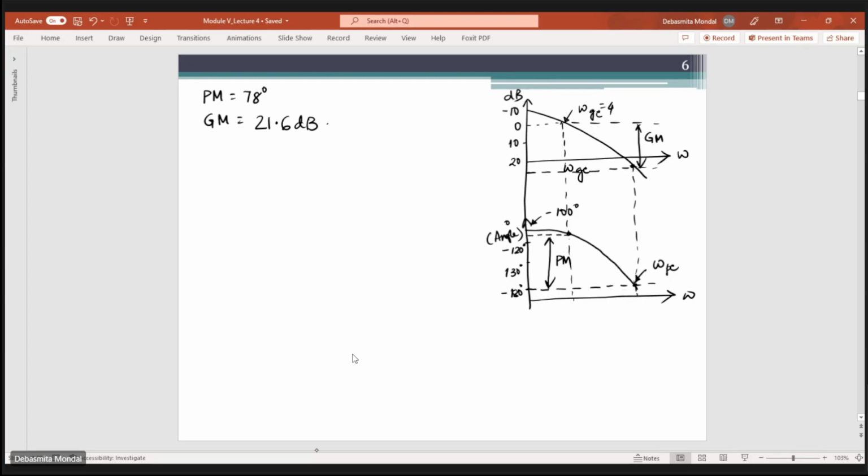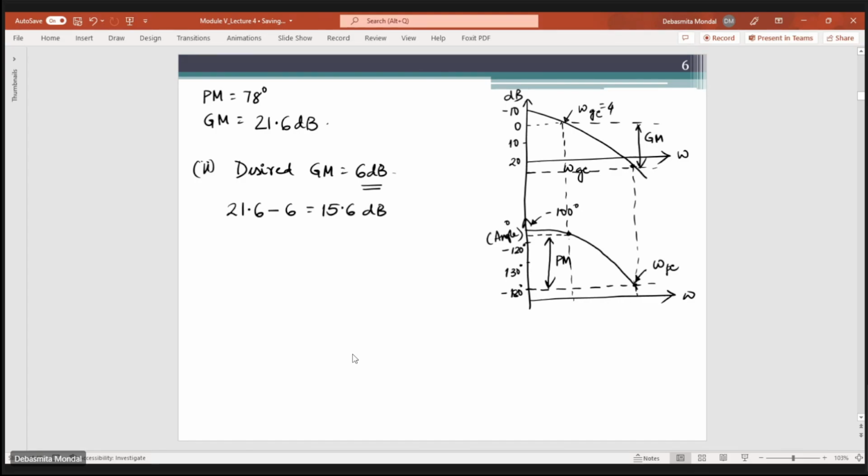Now it is given that you have to find out how much you have to increase the gain of the system so that the gain margin becomes a desired value. In the second part, the desired gain margin is given as 6 dB. Previously the gain margin was 21.6 dB and the new gain margin is 6 dB, so the gain of the overall system should be increased by the difference. The overall difference will be 21.6 minus 6 dB, which is equal to 15.6 dB.